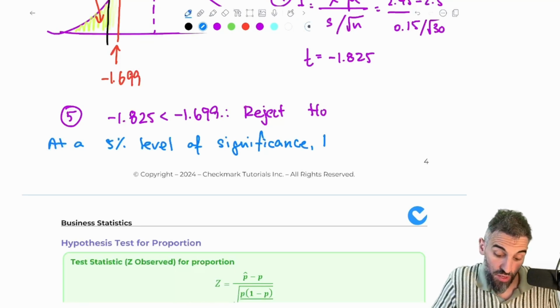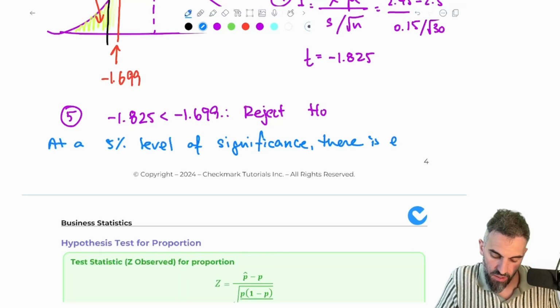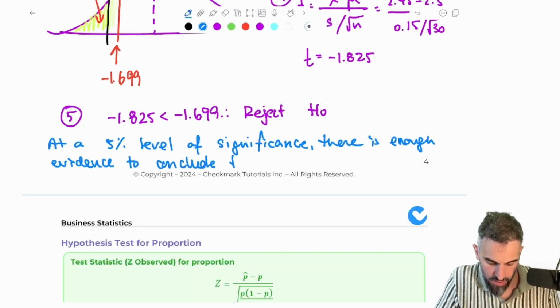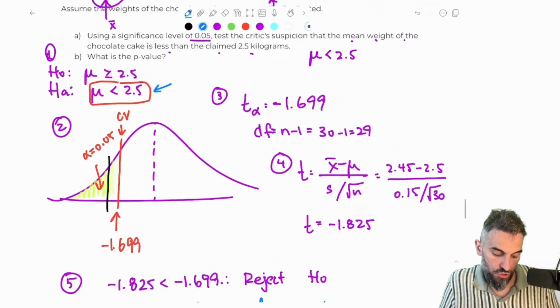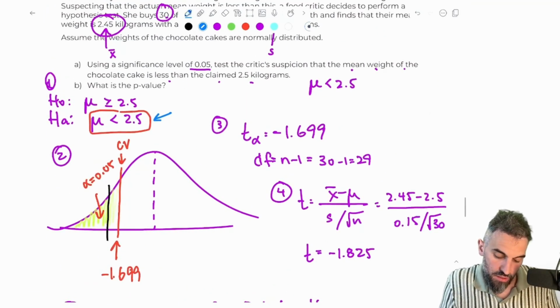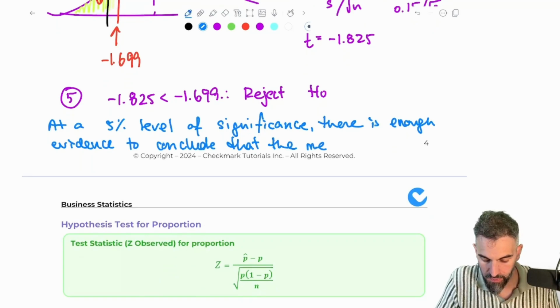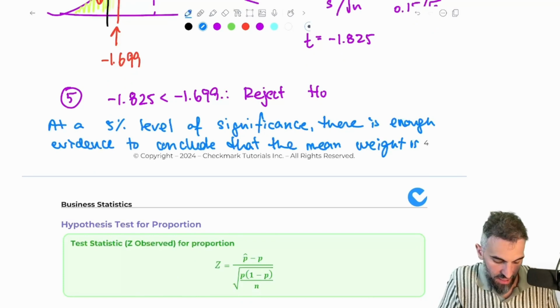because we're rejecting, we say there is enough evidence. So there is enough evidence to conclude that, and then you state your HA. The mean weight of the chocolate cake is less than 2.5. That the mean weight is less than 2.5 kilos.